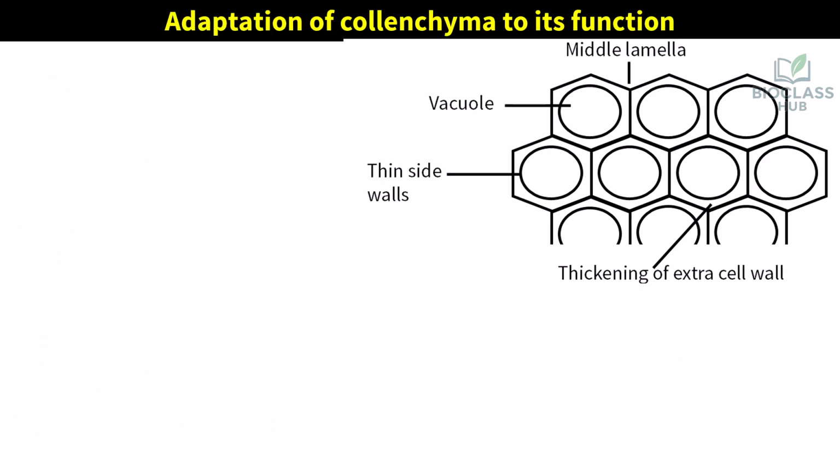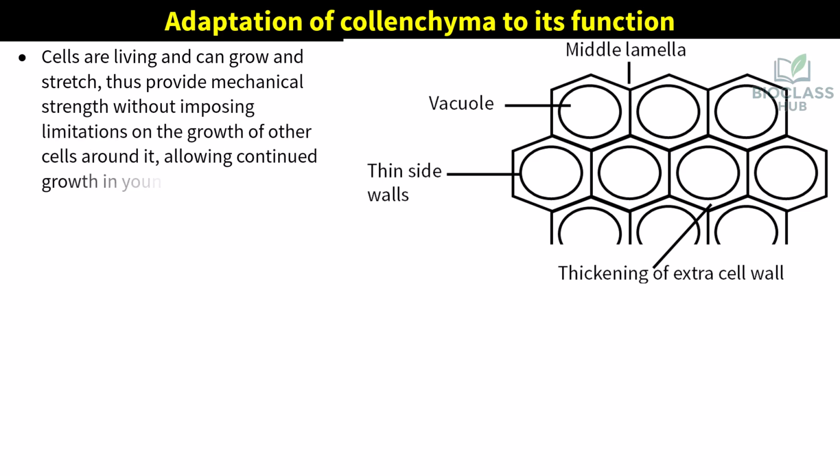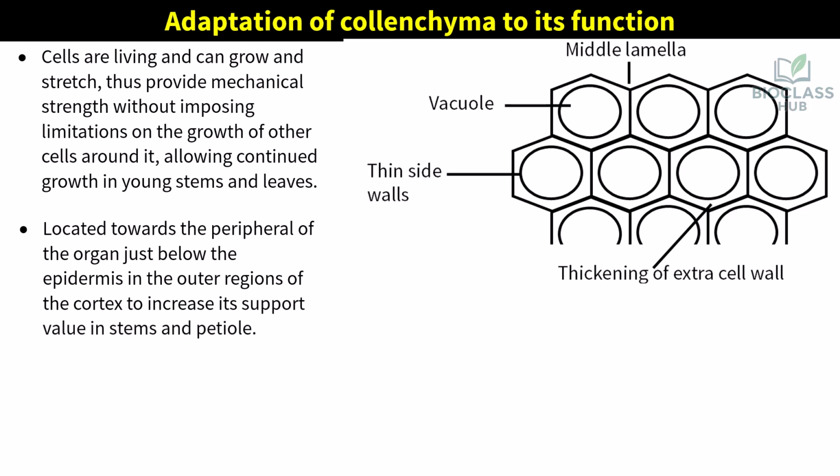Adaptation of collenchyma to its function. Cells are living and can grow and stretch, thus providing mechanical strength without imposing limitations on the growth of other cells around them, allowing continued growth in young stems and leaves. Located towards the periphery of the organ, just below the epidermis in the outer regions of the cortex, to increase its support value in stems and petioles.